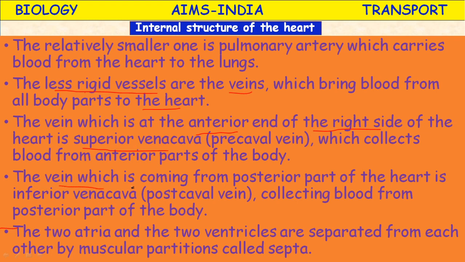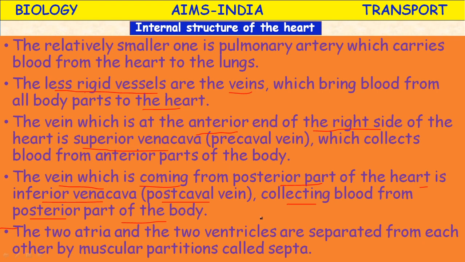Next, the vein which is coming from the posterior parts of the heart is the inferior vena cava or postcaval vein. It collects the blood from the abdominal parts or posterior parts of the body, from the limbs, from the legs, and abdominal parts. The deoxygenated blood is collected, and both the vena cava open into the right auricle.